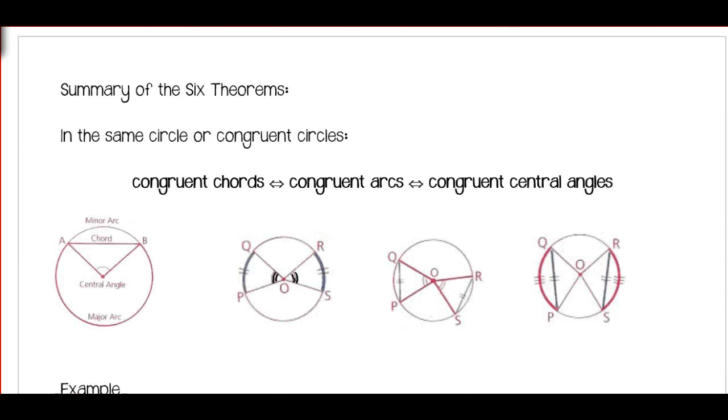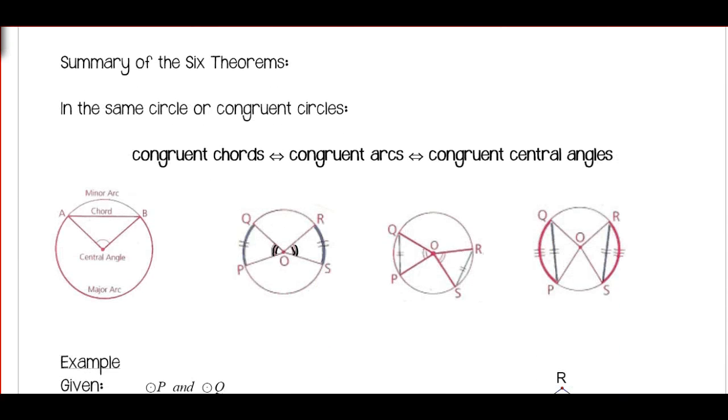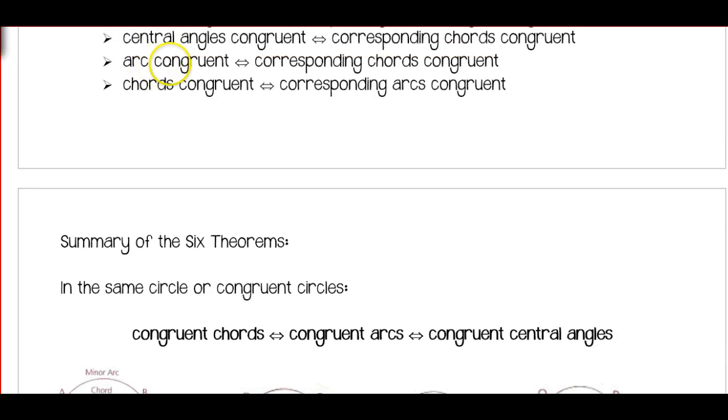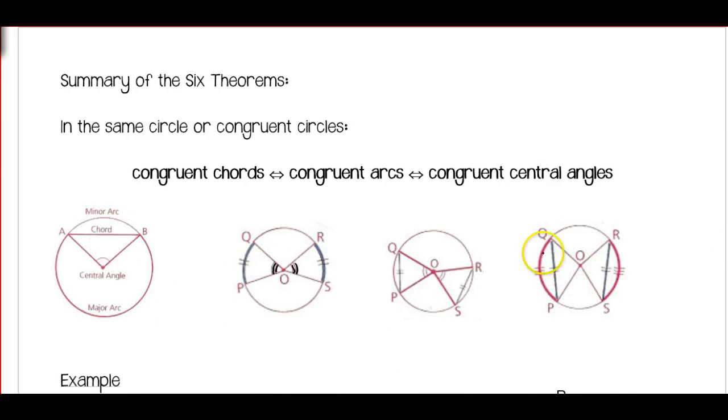So let's take a look at that picture down here. Here you notice I have central angles and chords now. So if either of these are congruent, the others are congruent. And then the last two up here, if the arcs are congruent, the corresponding chords are congruent. And if the chords are congruent, the corresponding arcs are congruent. So that's our last picture. We're looking at the chords and the arcs.